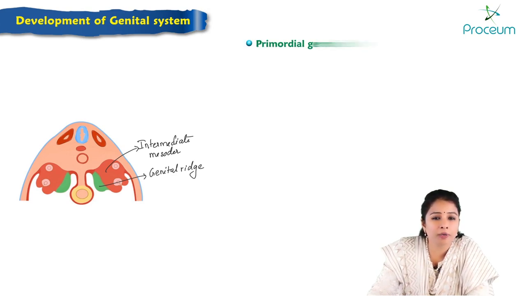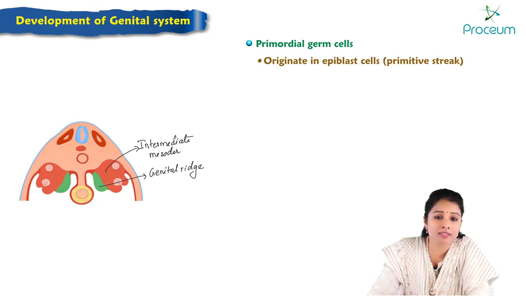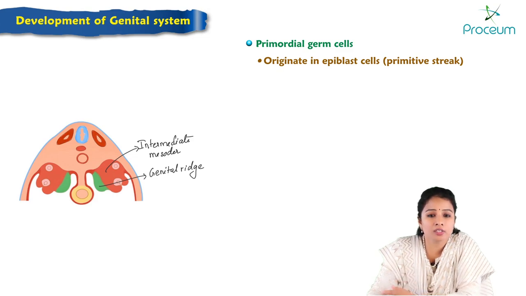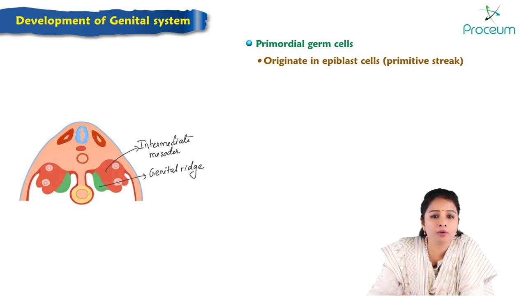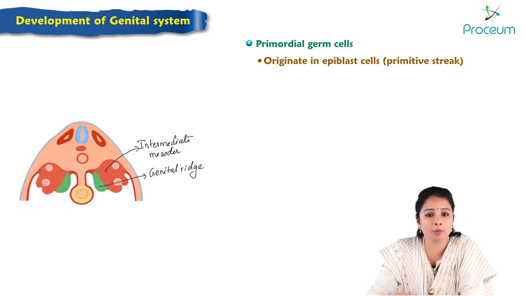So that is about the intermediate mesoderm. Let's talk about the primordial germ cells. Primordial germ cells, basically they originate from epiblast cells. So in the initial stages of embryo, during bilaminar germ disc stage, we have got two types of cells, epiblast and hypoblast cells. And epiblast cells are the columnar cells, which later form a primitive streak in the caudal part of the embryo.